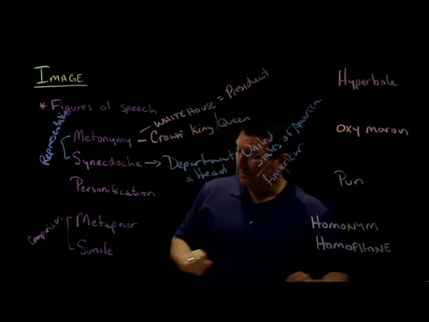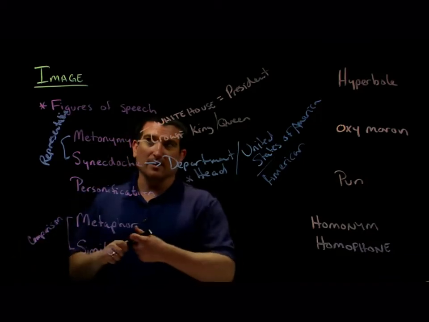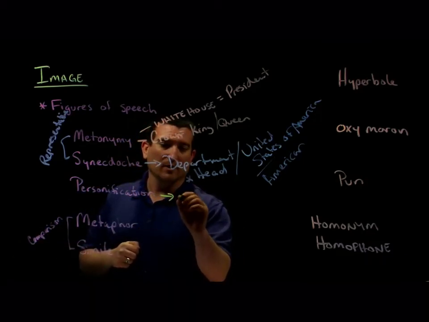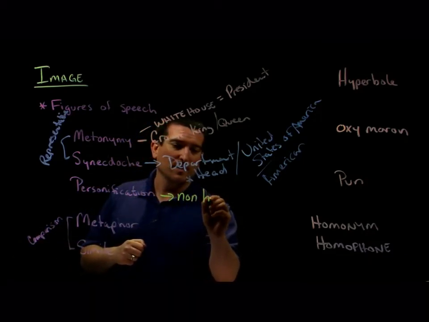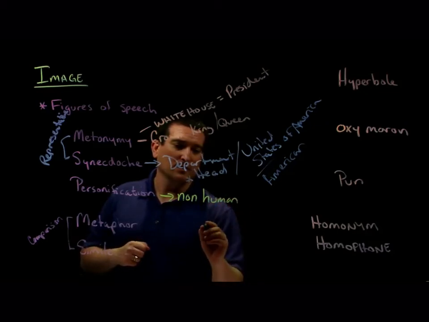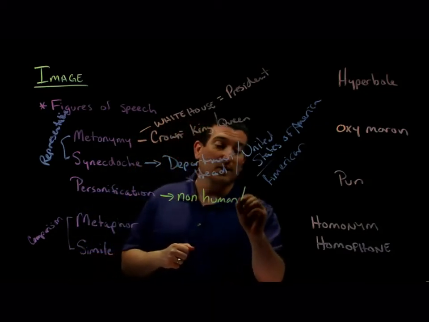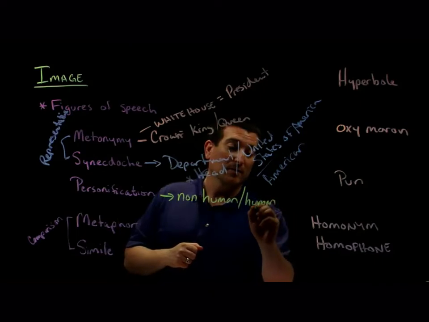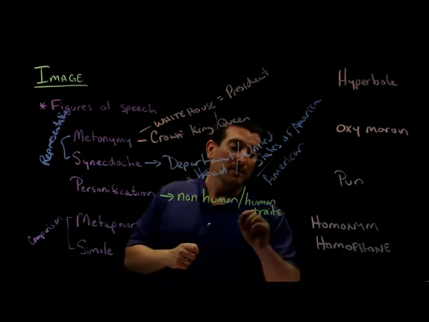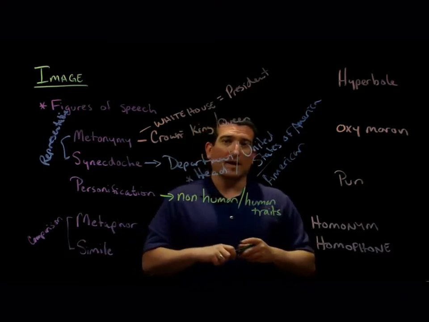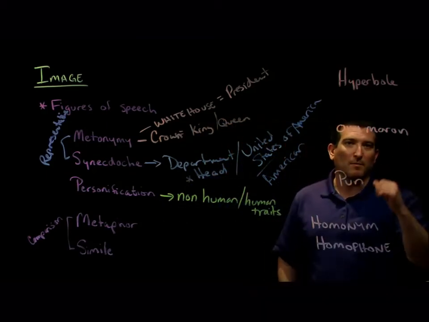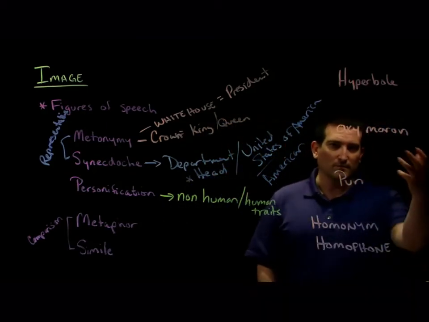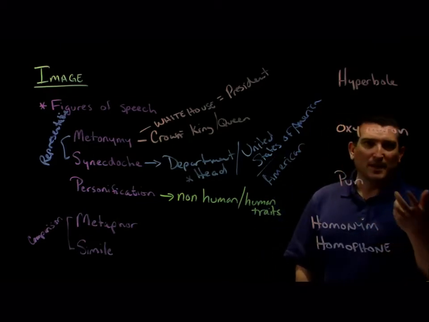Personification. This idea of personification is one where non-human traits or non-human things are given human traits. An example of personification might be in a poem that we're going to look at, Bob Hicok's Speaking American.